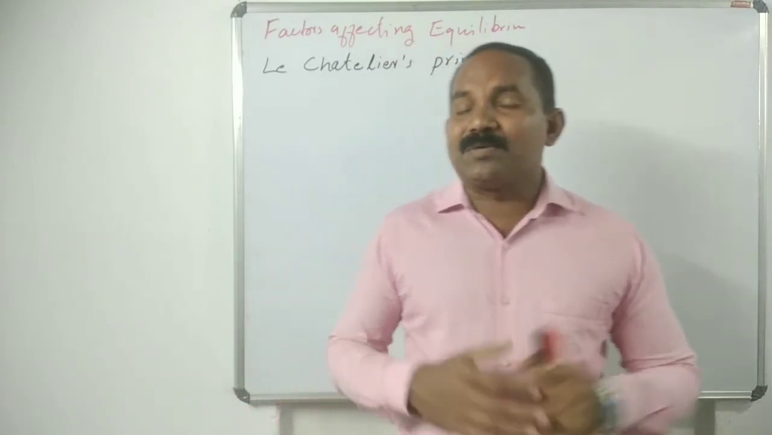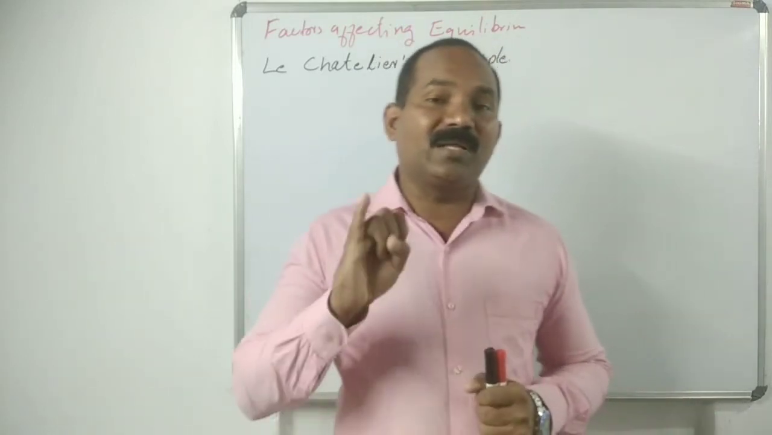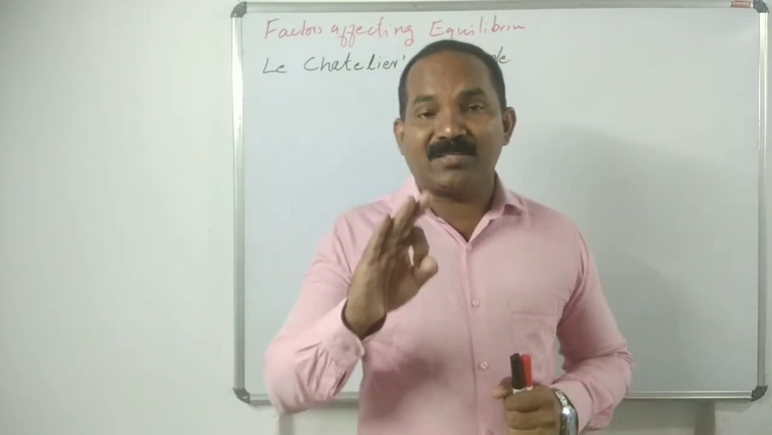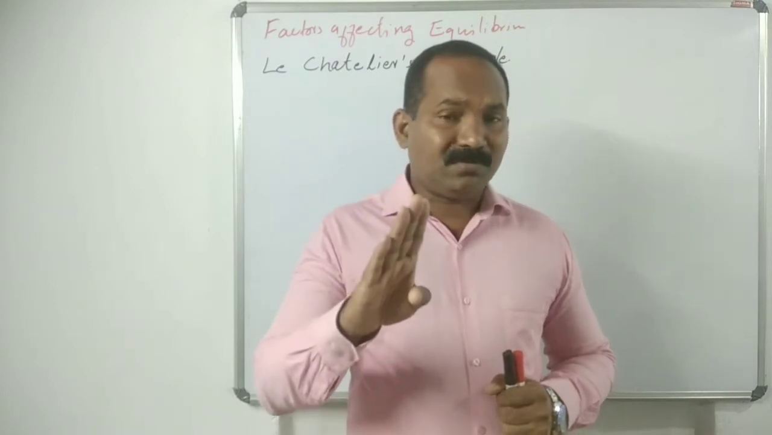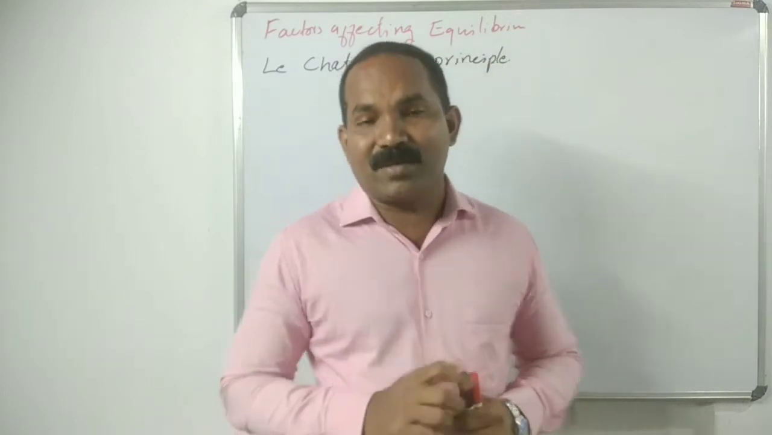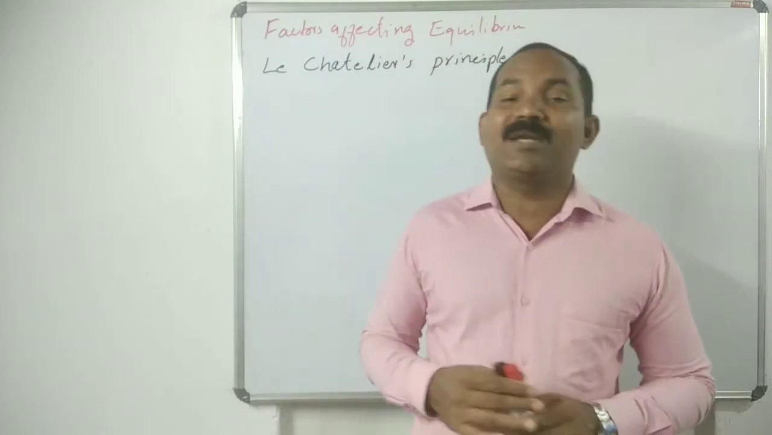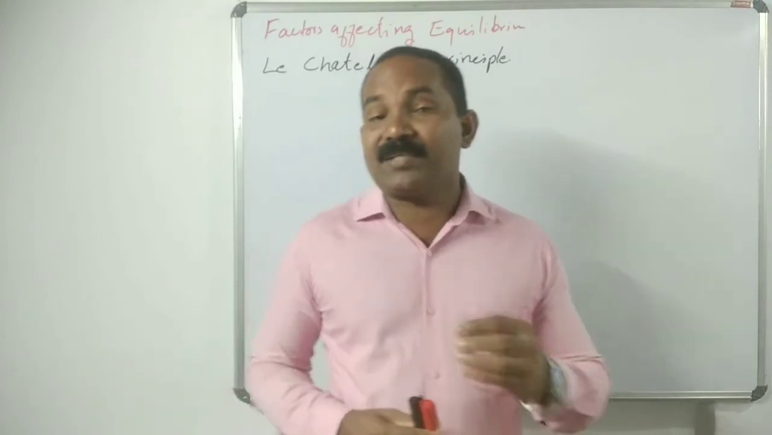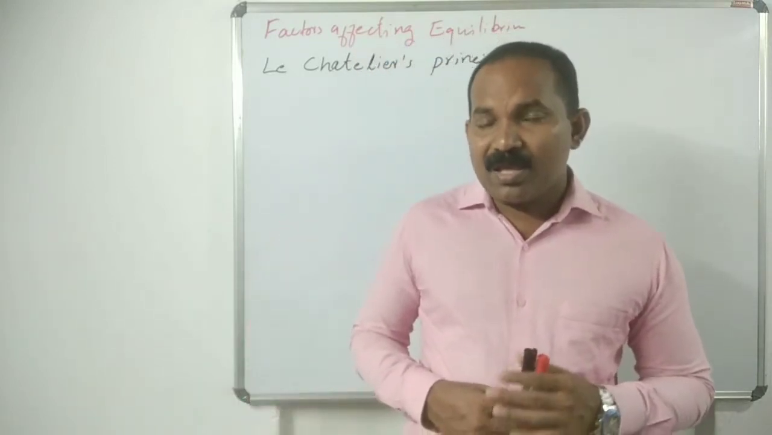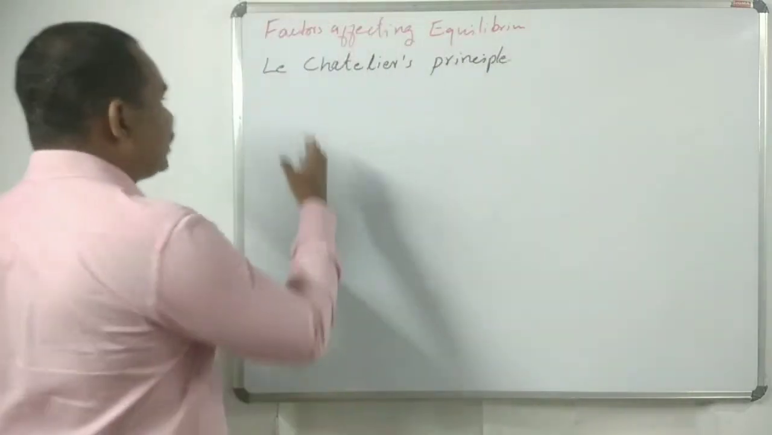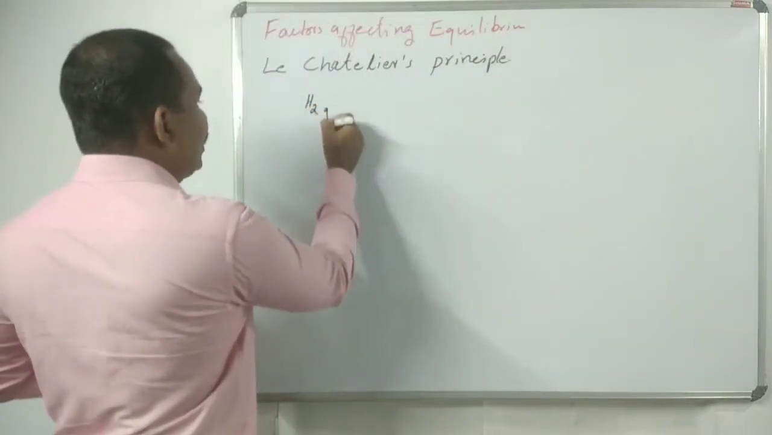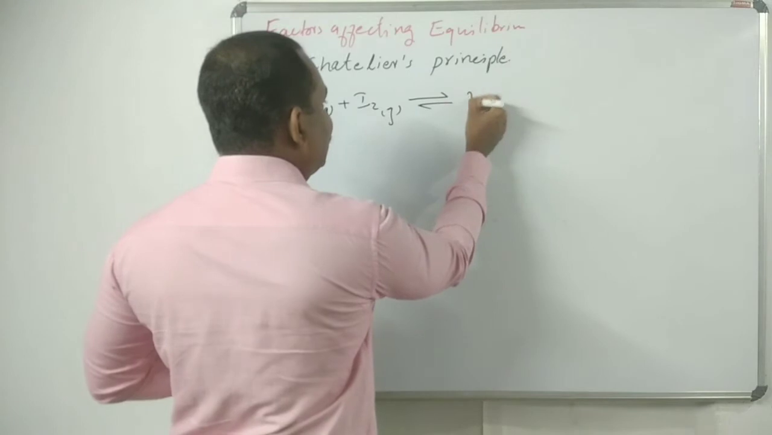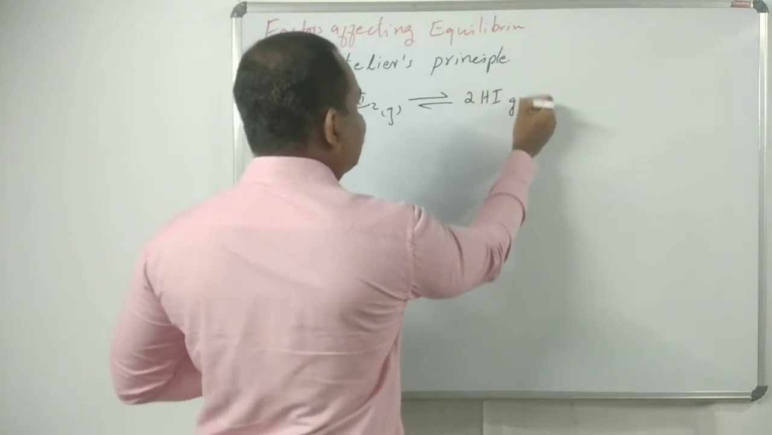Okay, so the factors affecting the equilibrium are: the first one is concentration, the second is pressure, the third is temperature, the fourth is the effect of a catalyst, and the fifth is the addition of inert gases. Let's discuss the effect of concentration. Let's consider an equilibrium system: H2 gas plus I2 gas in equilibrium with 2HI gas.